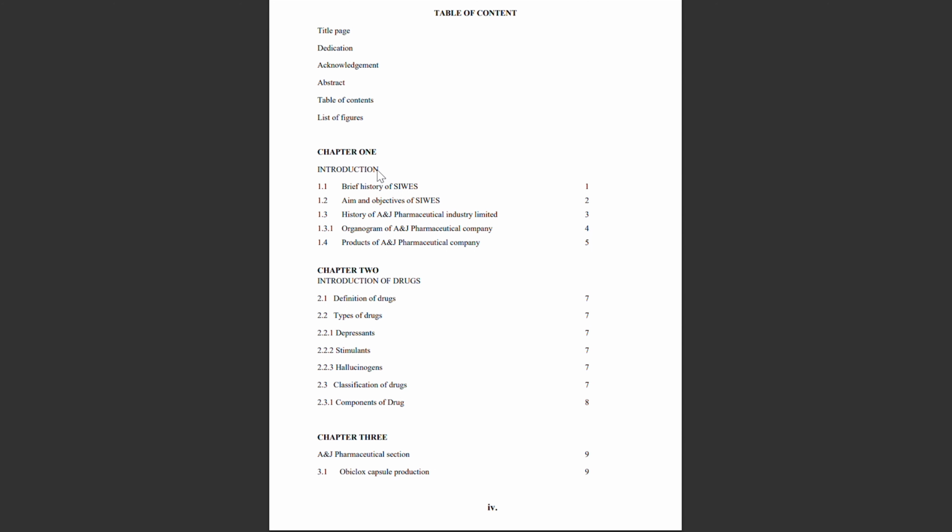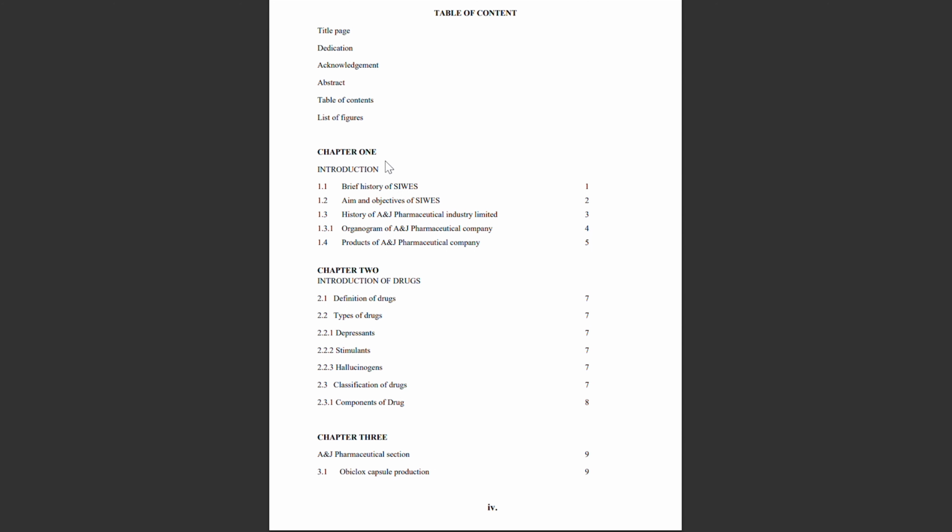Now, in chapter 1 of your SIWES report, it's more like trying to give a brief history. There are two things that are usually in your chapter 1. One is your brief history of SIWES, right? The aim and objective. Why is SIWES compulsory for every third year student in the university? You give the brief history and then you give us the aims and objective.